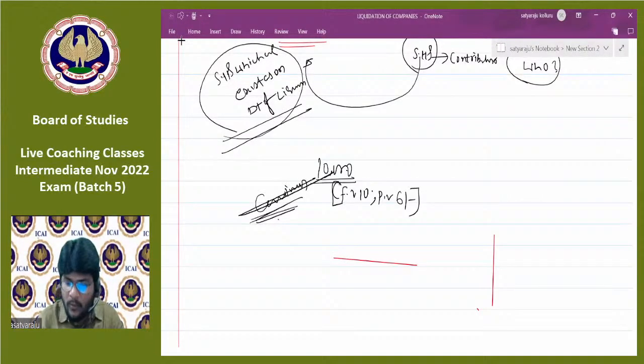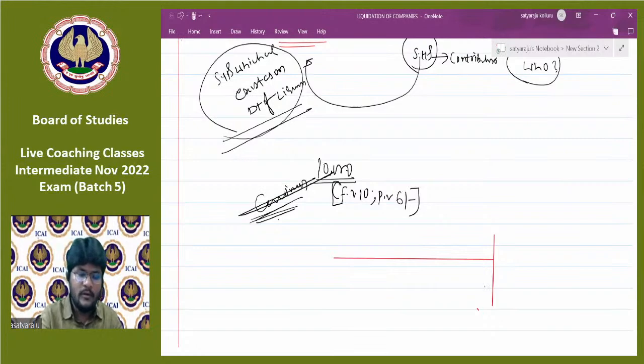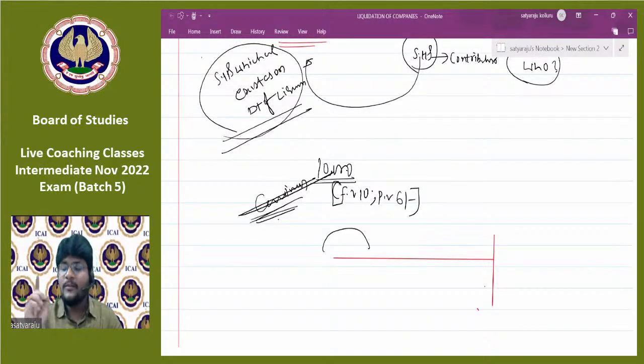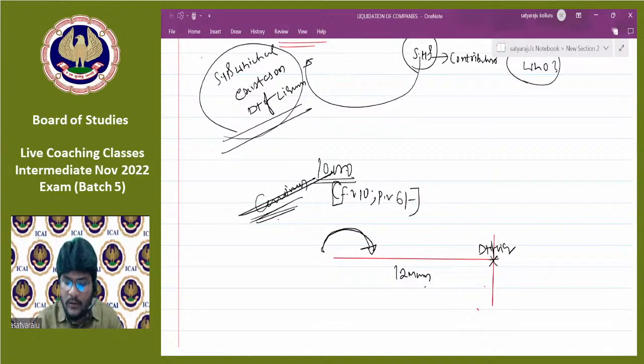List B contributories are those shareholders who transferred their shares to other parties during the preceding 12 months from the date of liquidation. Sir, what are you trying to tell here?